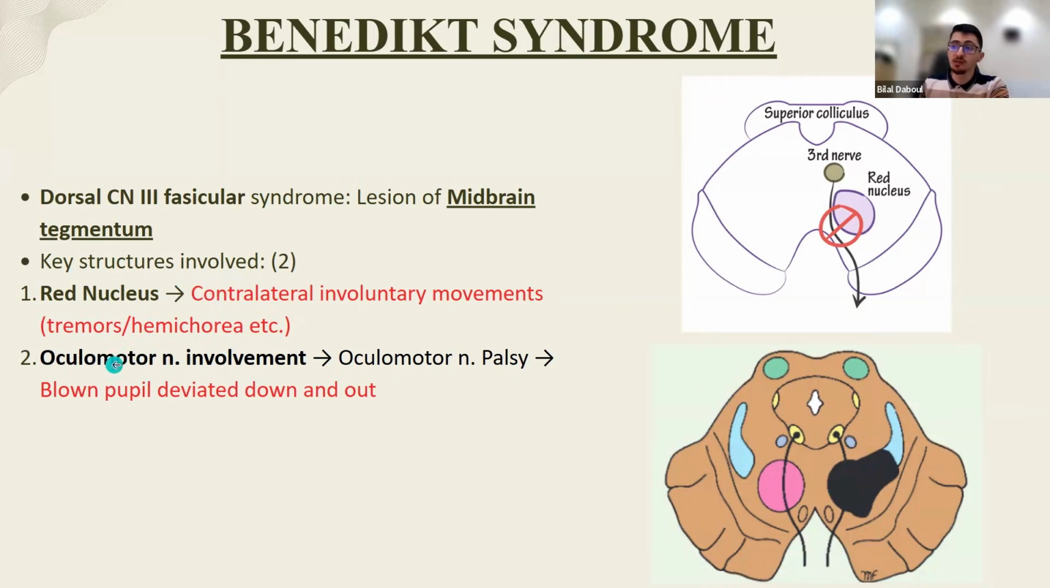You would have oculomotor palsy, a blown pupil, so pupillary dilation, and the eye would be deviated down and out, so down and out gaze. And that's it for this part. Again, this is ipsilateral, this is contralateral, and that's for Benedict syndrome.